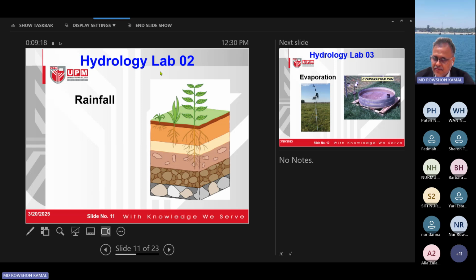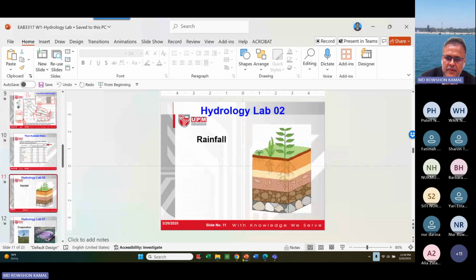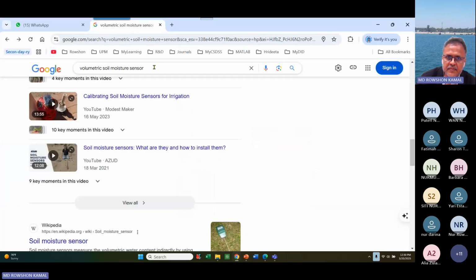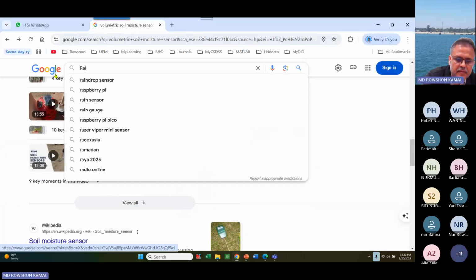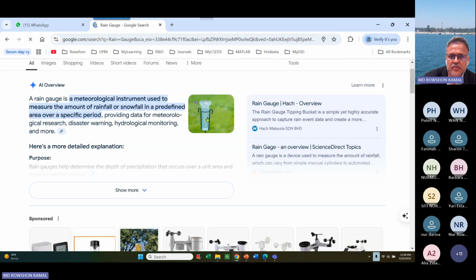Then your second lab is rainfall. Okay. Rainfall analysis. How much is the rainfall? So normally we have some rain gauge. Okay. Rain gauge. So if you would like to know the rain gauge, I bring you to the website. If you go online, you just search the rain gauge. Okay, if you have a rain gauge sensor, whatever. Okay, so this is the simple rain gauge.